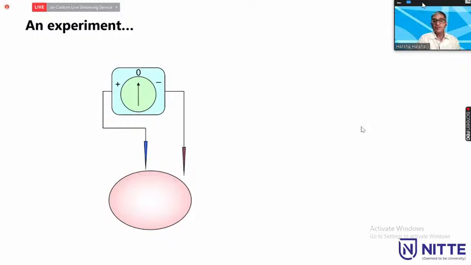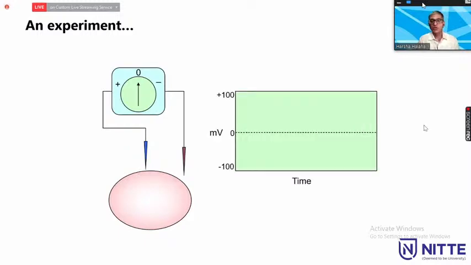If you insert a recording electrode into a neuron, before that electrode pierces the neuron, you have no potential recorded across the membrane. That means there is zero potential across the membrane. Once a recording electrode pierces the neuron, the electrode records a negative potential. This negative potential remains stable as long as the neuron is unperturbed, and therefore we call this the resting membrane potential.